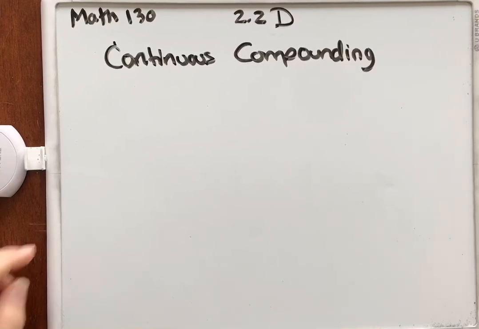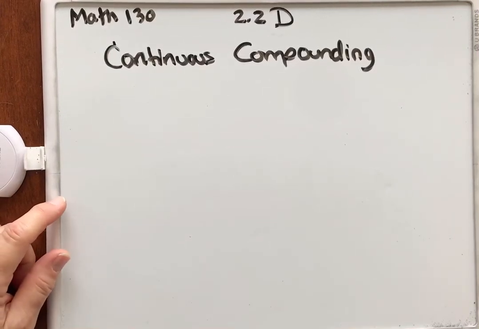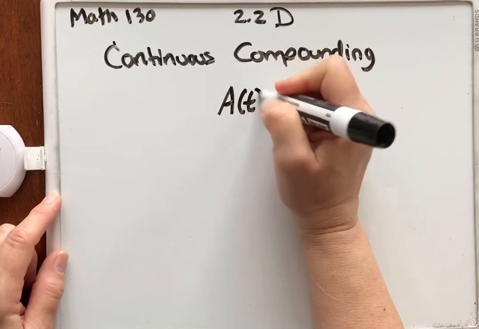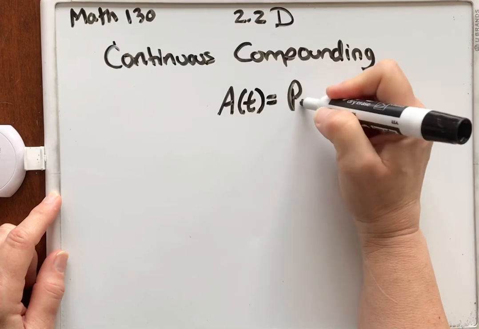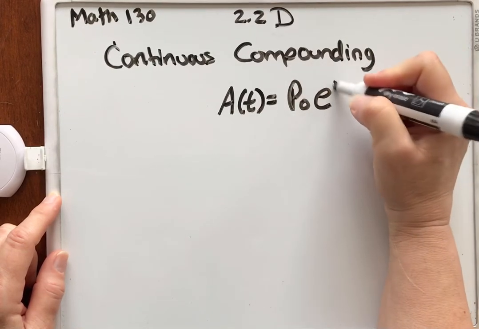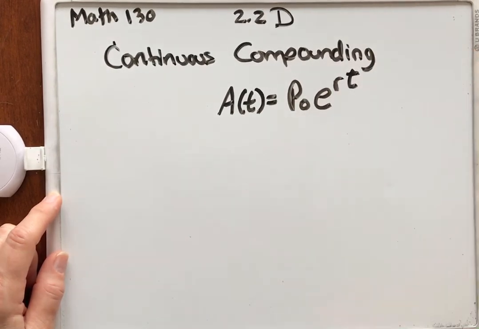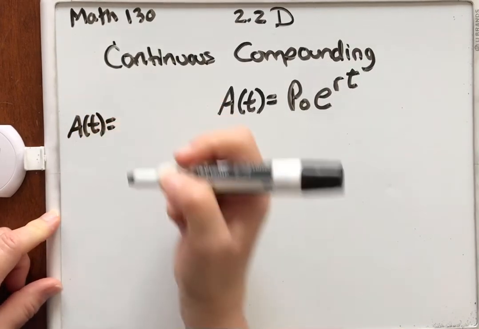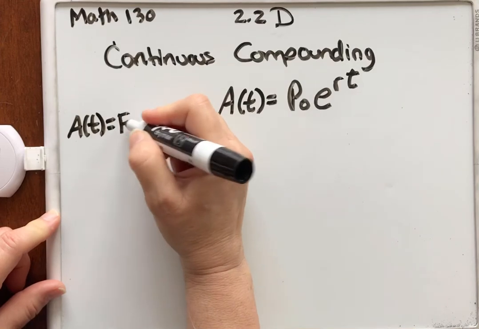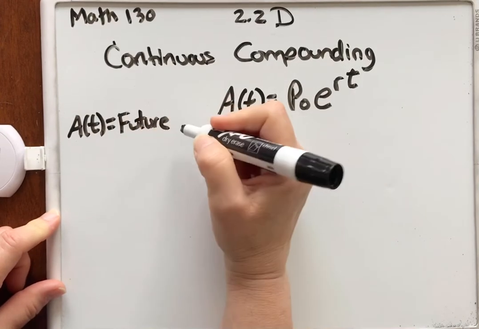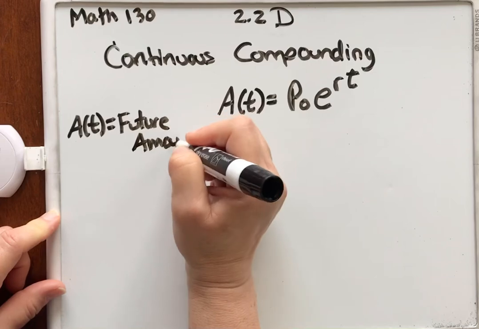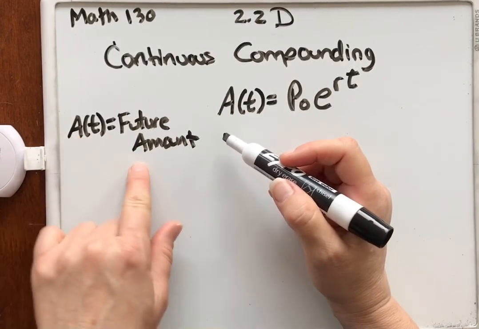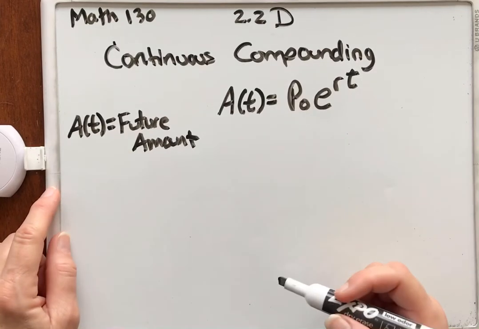2.2D, we're going to be looking at continuous compounding. Remember we have a formula. You've seen this before: A of t equals P naught e to the RT. Let's refresh our memory. A of t is just the future amount. And I always remember because A has amount. Get it? Okay, very good.